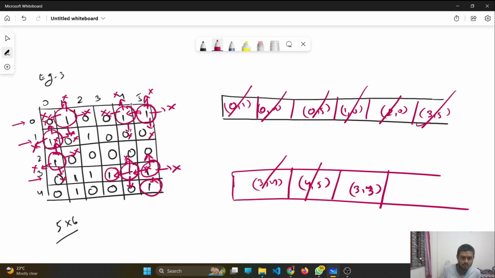4 comma 5. This 4 comma 5 is here. At the top, it is already visited. Right is restricted. Bottom is restricted. Left, there is no land cell. So we have completed a traversal for 4 comma 5. Now let's check for 3 comma 3.